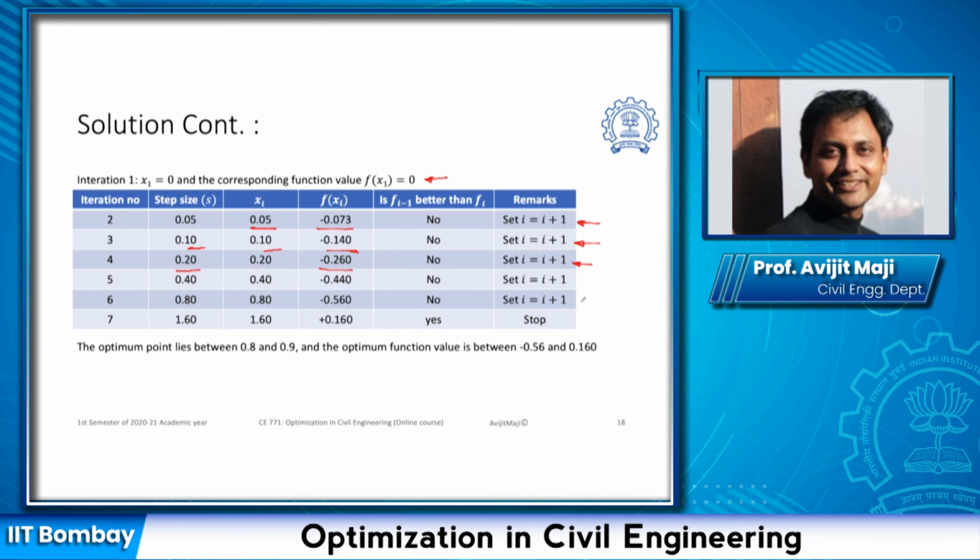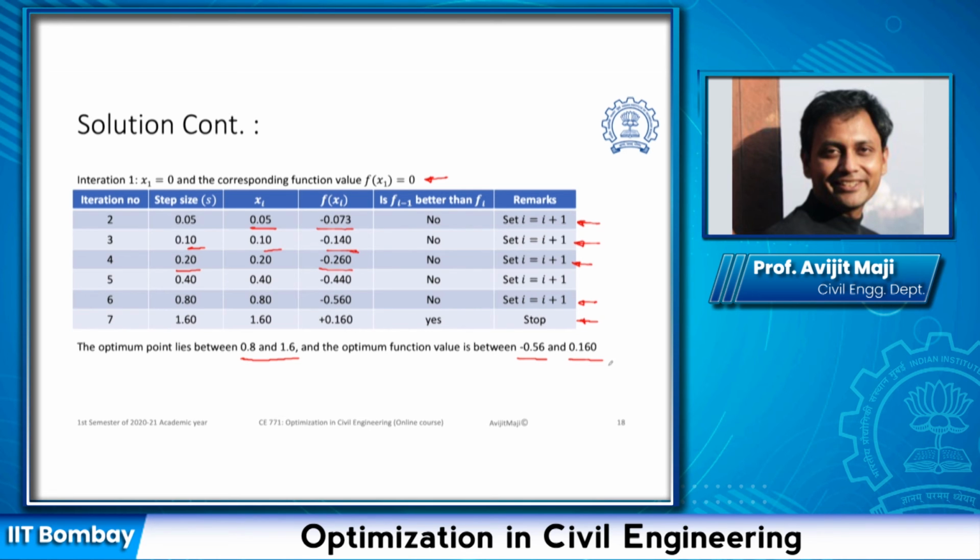and as we move we reach a point where we find that our objective function value improved up to this point, and for the next point it is rather not improving. So we stop at this point and then we report our optimum point. So my optimum point is going to lie between 0.8 and 1.6, and my optimum function value is going to be between negative 0.56 and positive 0.16.